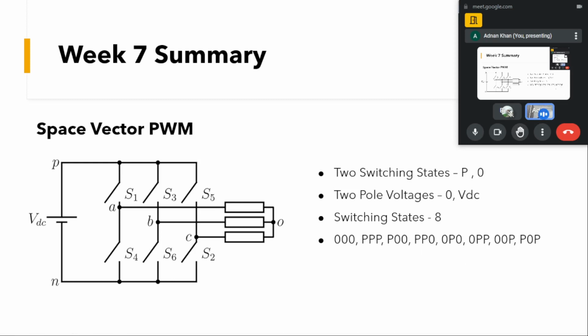Here you can see that we are having 2 zero switching states and 6 active switching states. That means in case of 3-phase PWM, we'll be having 2 zero vectors and 6 active vectors. I'll be coming to what these vectors will be, like the 2 zero vectors and these active vectors.